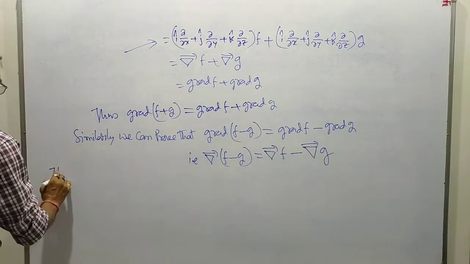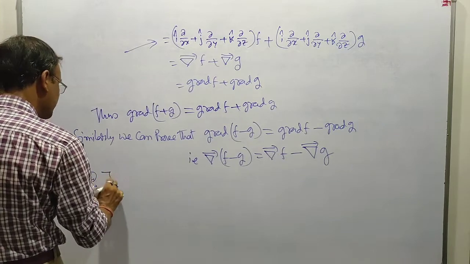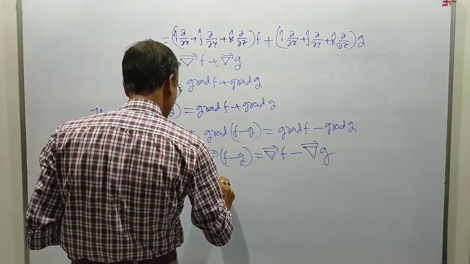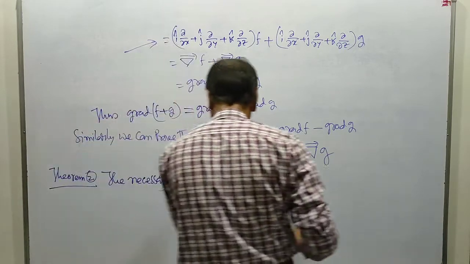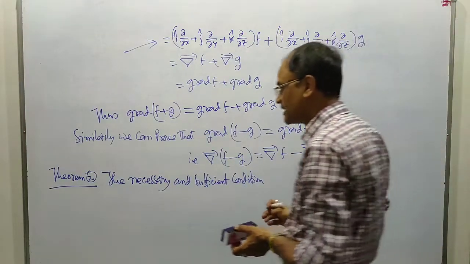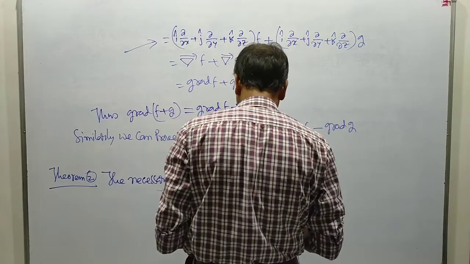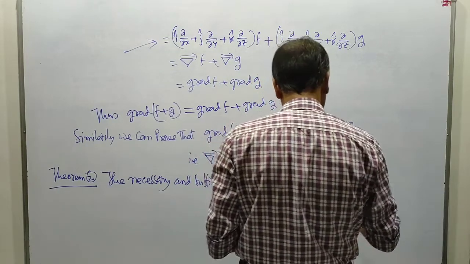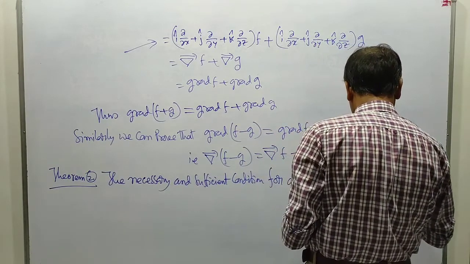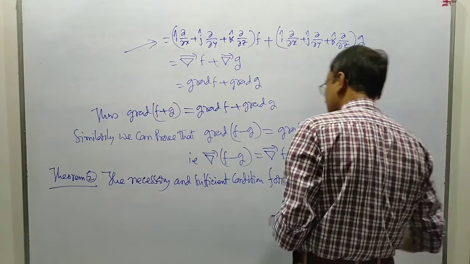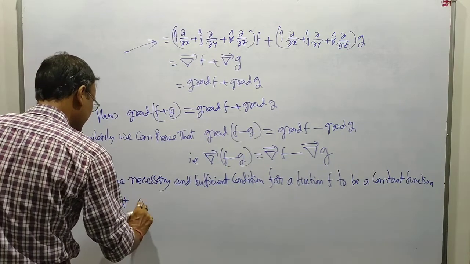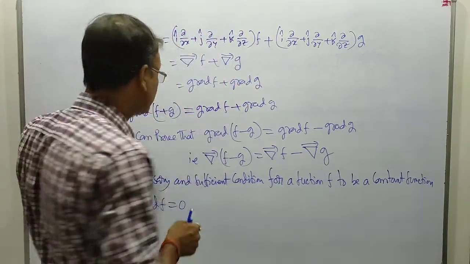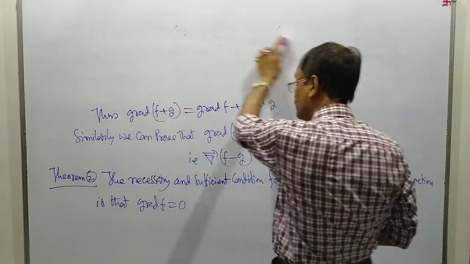Theorem number 2. The necessary and sufficient condition for a function f to be a constant function is that gradient of f is equal to 0.